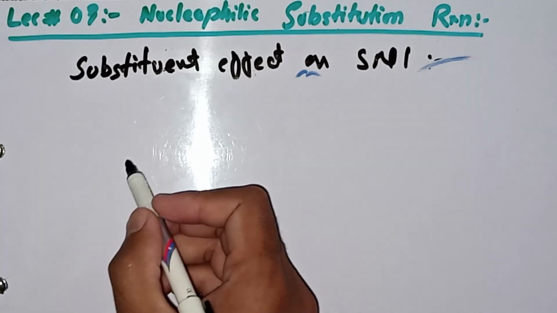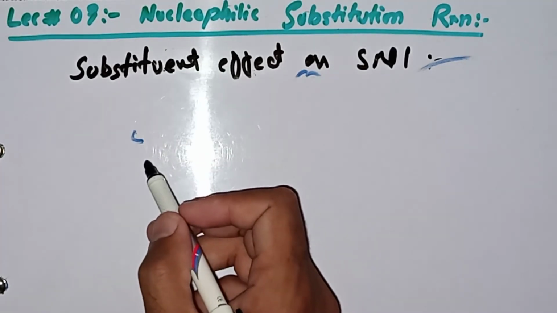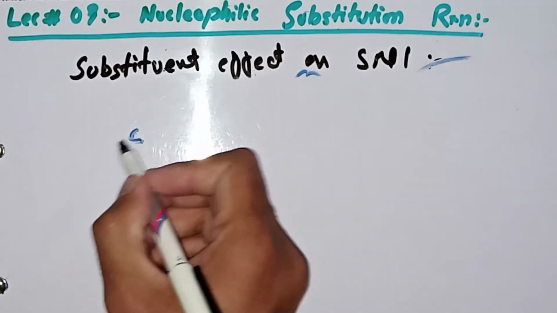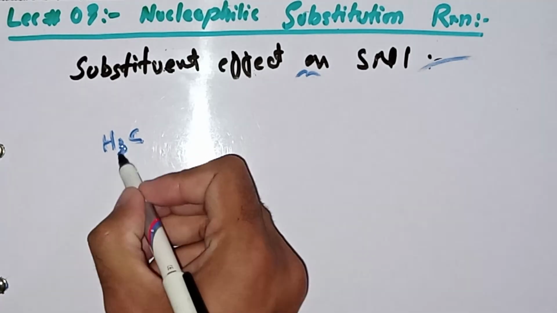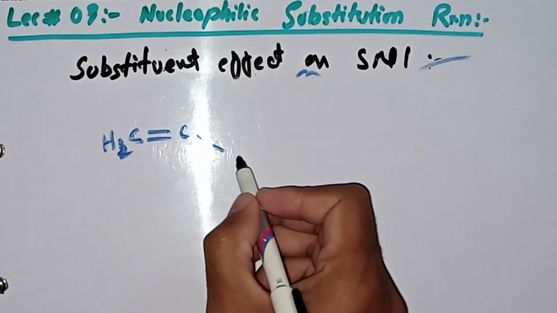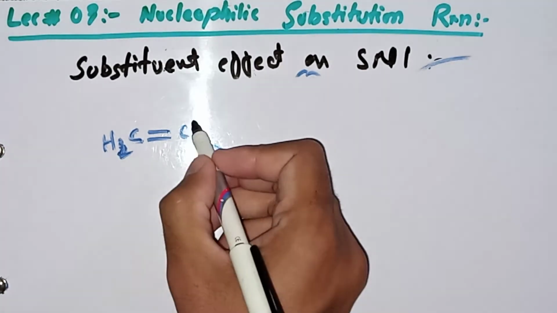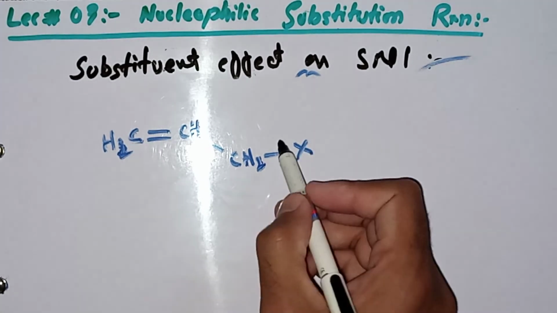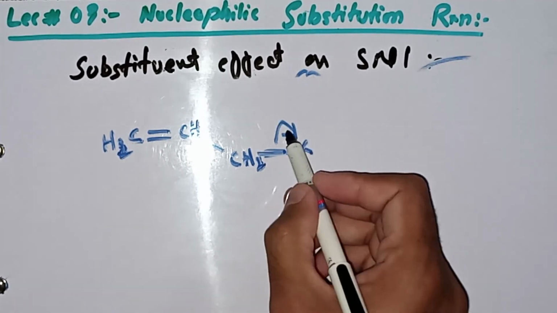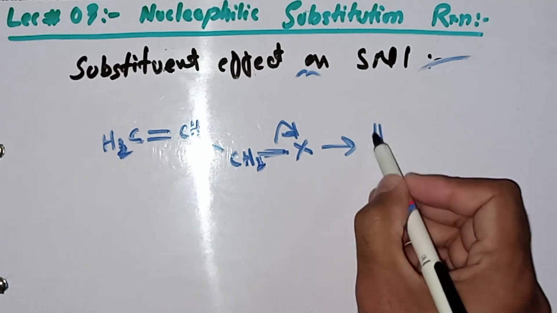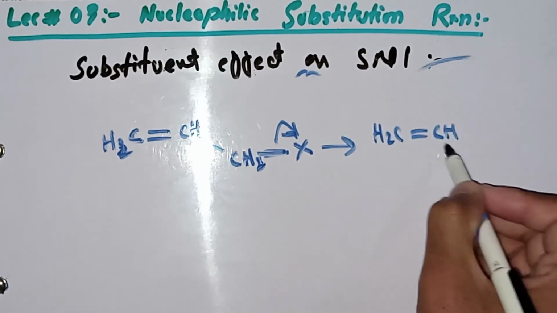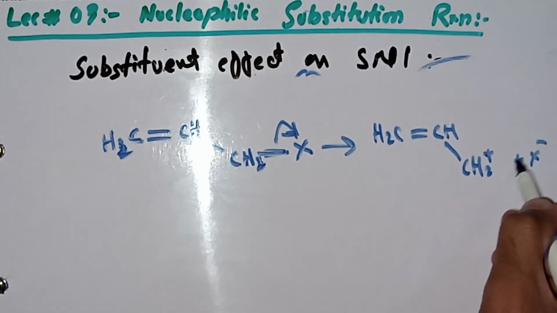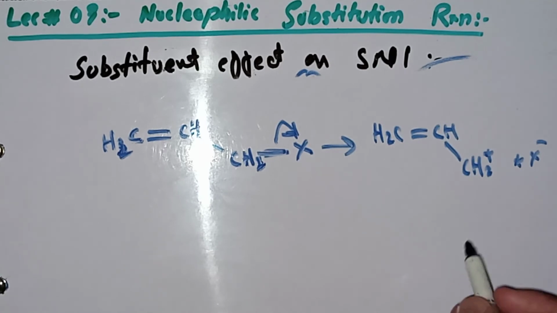Similarly, there are some other cases in which resonance is involved. Resonance also affects the rate of Sn1 reaction, like in the case of CH2=CH-CH2X. Suppose X is removed in the first step of the Sn1 reaction. It will produce H2C=CH-CH2 positive charge plus X negative. So it produces this.